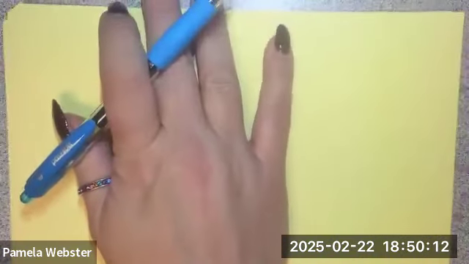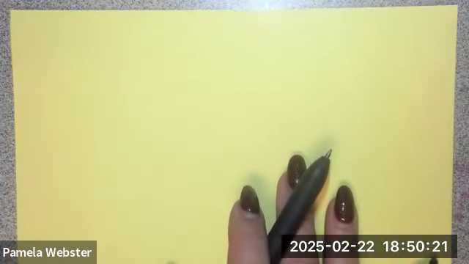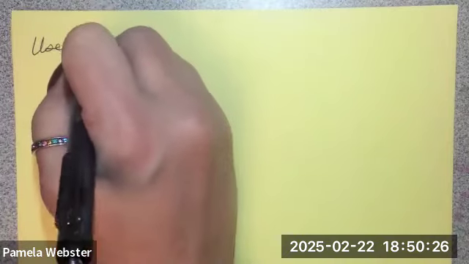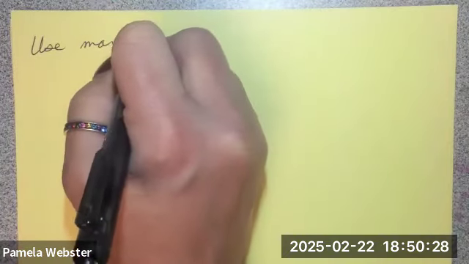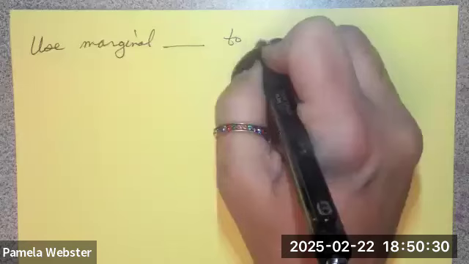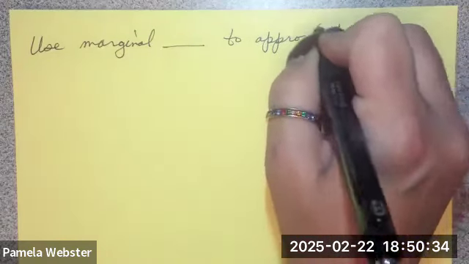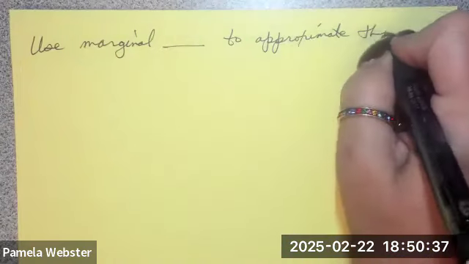Sometimes people don't want approximations. That's when we would do it the long way. Okay, find the exact value to create the next item. But a lot of times they're going to say, use the marginal cost or use the marginal revenue or use the marginal profit to approximate what's going to happen next. So it's use the marginal whatever to approximate the next item.